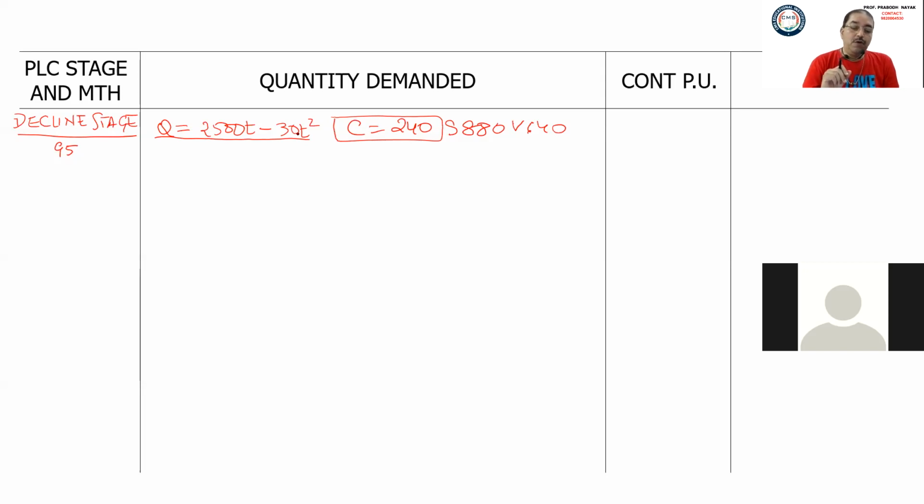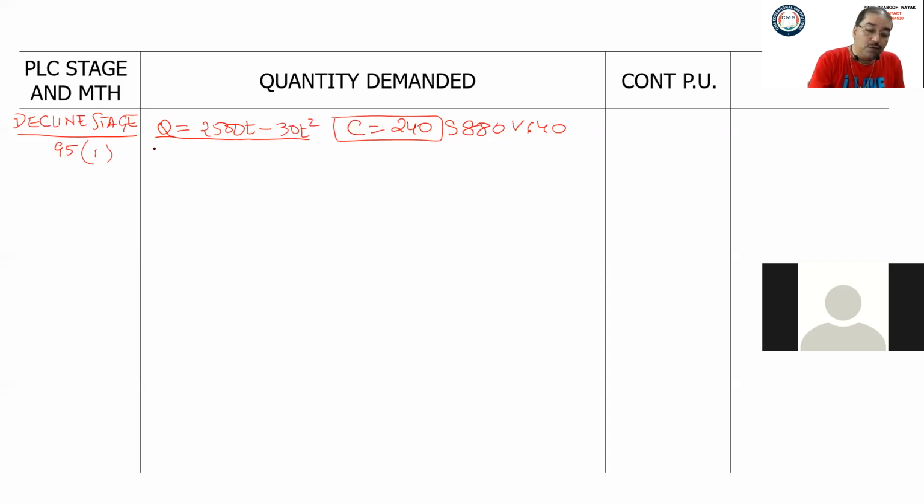But will you say 2,500 into 95 minus 30 into 95 square? 95 is the month for me. It is not for my competitor. For my competitor, what is the month? It is his first month. So we are calculating the demand of the competitor now, so don't multiply by 95. Our 95th month is his first month. He has just entered the market. We are already there for the last 94 months. It's our 95th month. For him, it is the first month. So for him, it is 1.